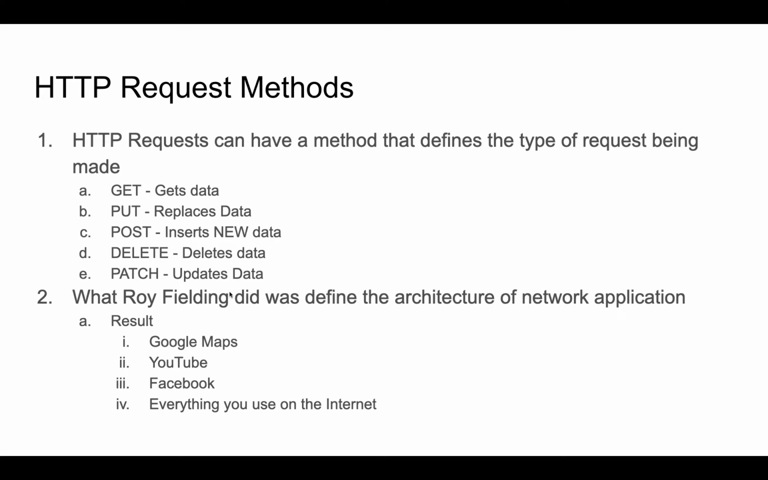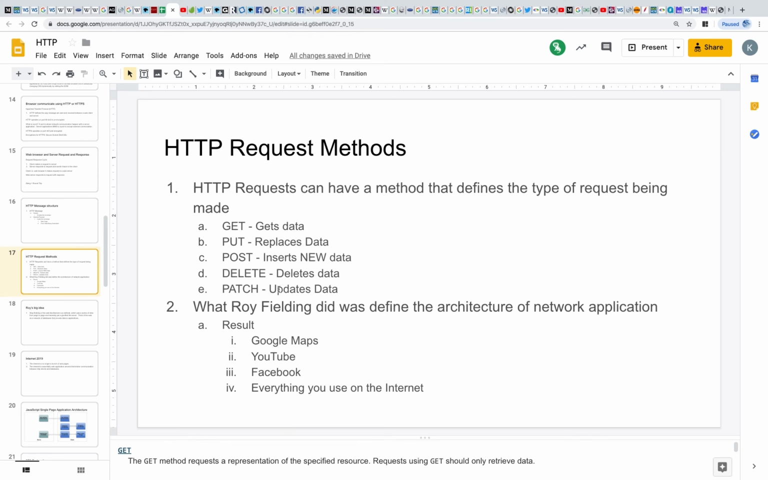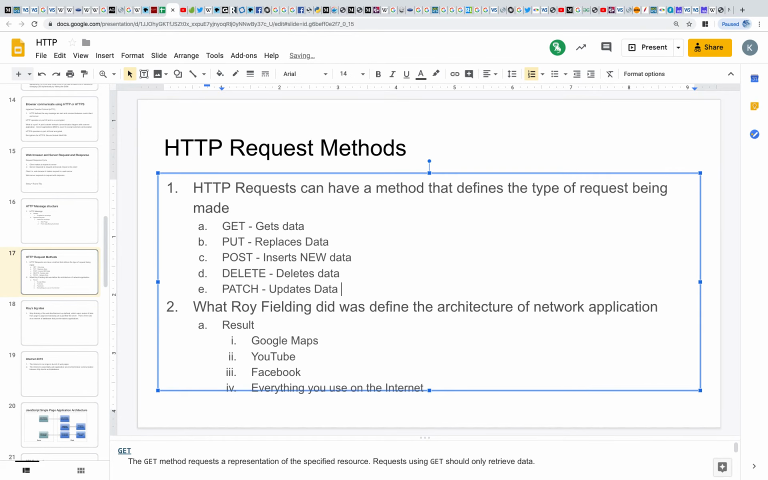And so you need to recognize that there's a GET method that gets data. PUT will replace data. That's sort of like an update, but it replaces a whole record. The POST method inserts new data. DELETE will delete data or delete a record. And PATCH updates data, but only updates data fields selectively. So PUT replaces all data.